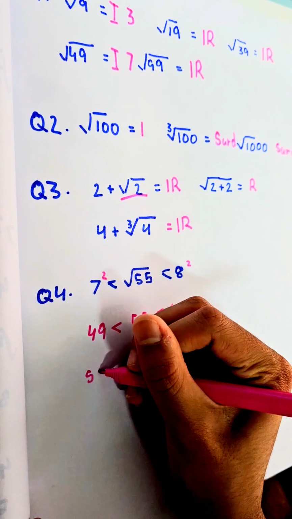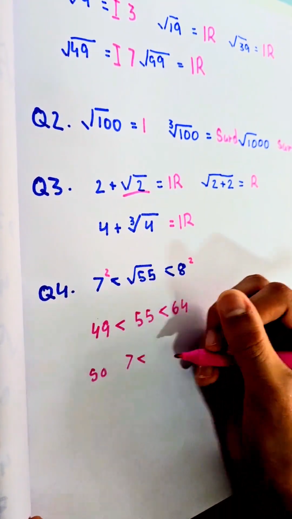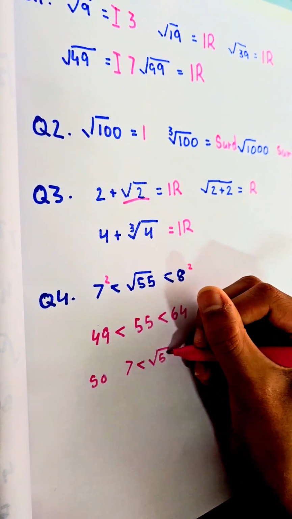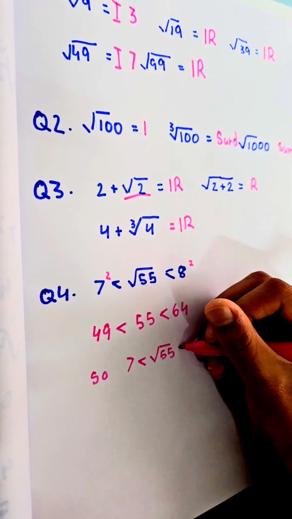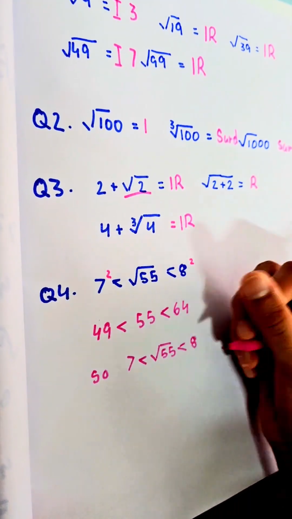So 7 is smaller than the square root of 55, and the square root of 55 is smaller than 8.